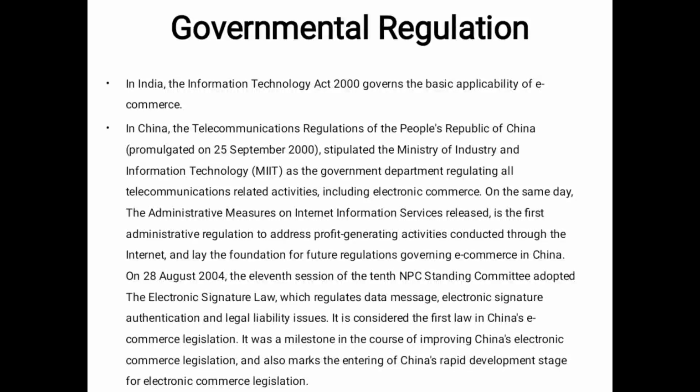On 28 August 2004, the 11th session of the 10th NPC Standing Committee adopted the Electronic Signature Law, which regulates data messages, electronic signature authentication, and legal liability issues. It is considered the first law in Chinese e-commerce legislation. It was a milestone in improving China's electronic commerce legislation and also marks China's entry into a rapid development stage for electronic commerce legislation.